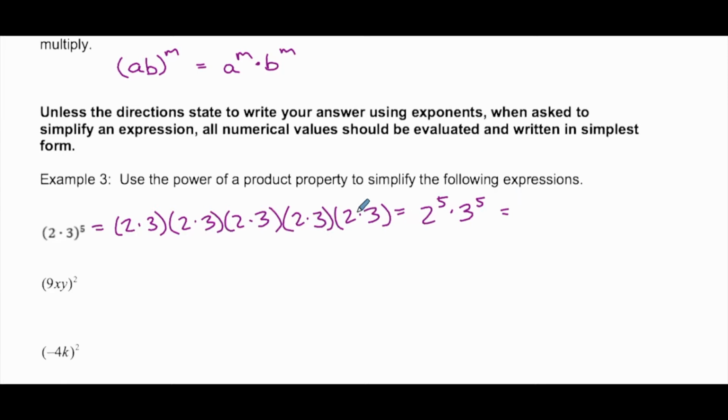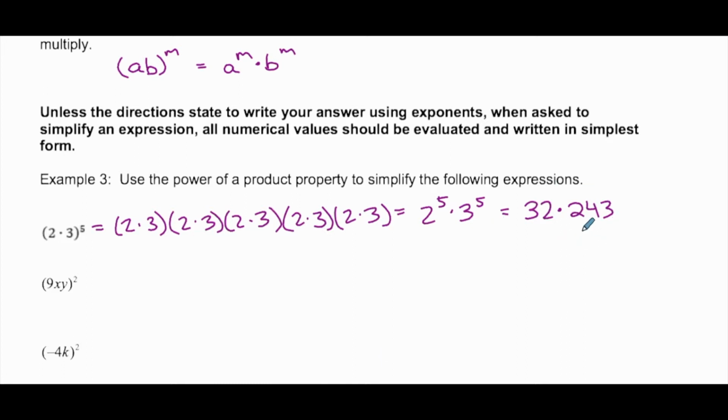2 to the 5th: 2 times 2 is 4, times 2 is 8, times 2 is 16, times 2 is 32. And 3 to the 5th: 3 times 3 is 9, times 3 is 27, times 3 is 81, times 3 is 243.